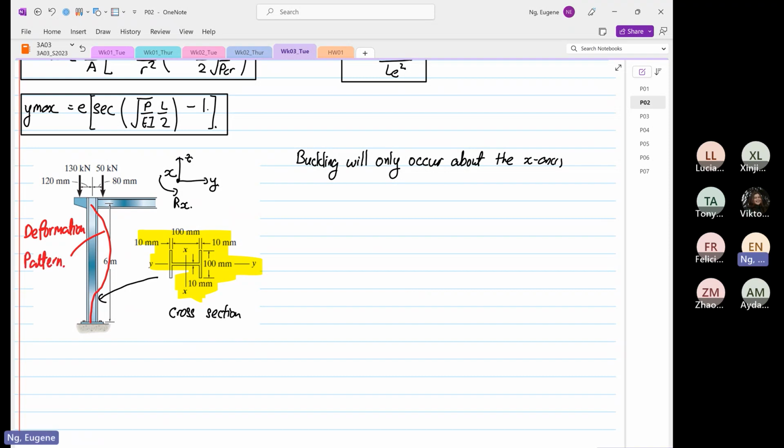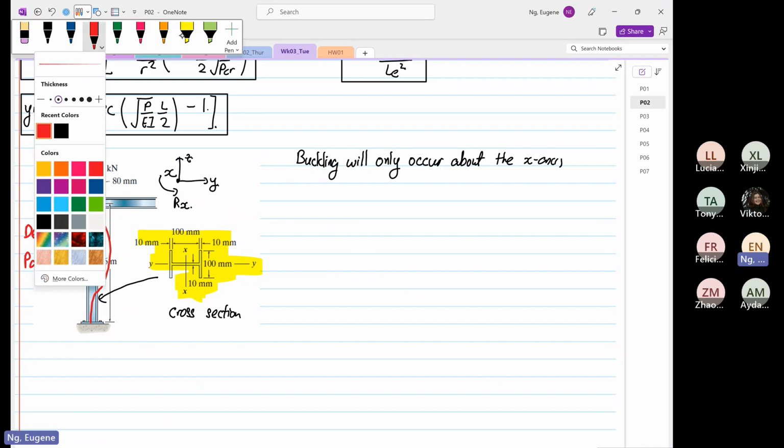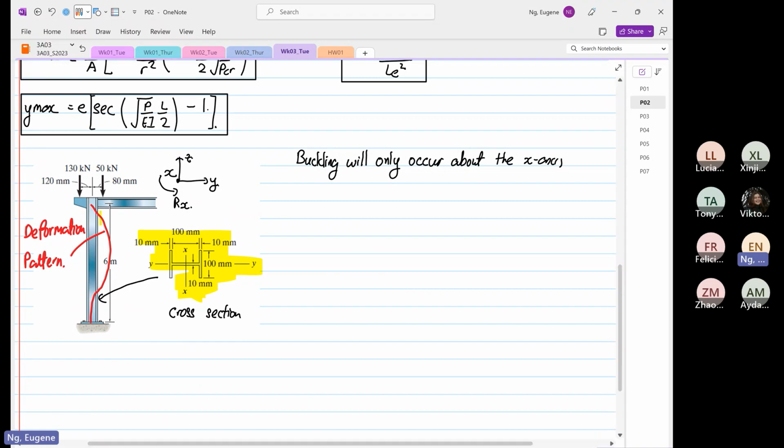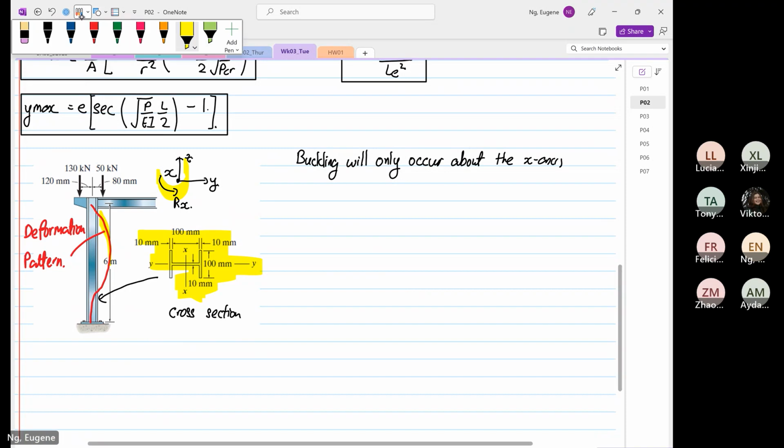So if we were to look at the curvature, the curvature is like this. And if I were to draw Rx in this way, the curvature is the same. So it's going to rotate about the IXX direction. So the first thing we have to do now, before I go on, have I mentioned enough yet? Okay. So we are okay.